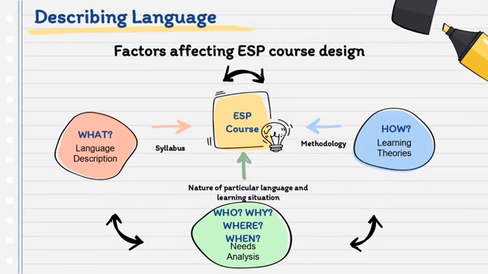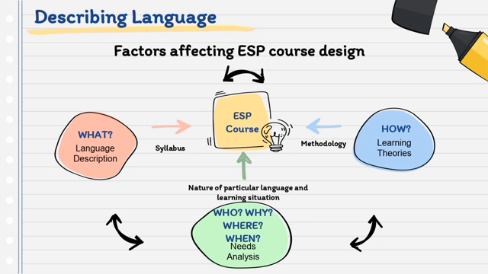For the first is describing language. Here you can see the design of factors affecting the ESP course. It has three parts: for the first is what, for the second is who, where and when, and for the last is how.